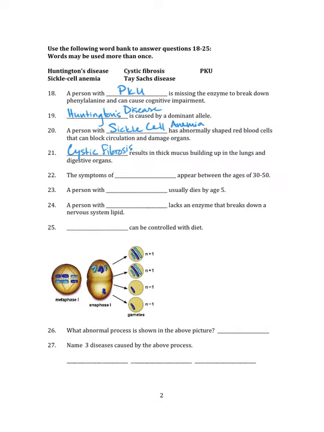Number 22 says the symptoms of Huntington's disease appear between the ages of 30 and 50. Number 23 says that a person with Tay-Sachs disease usually dies by about the age of 5. Number 24, a person with Tay-Sachs disease lacks the enzymes that break down a nervous system lipid, and so it causes nerve cell damage. Number 25 says that PKU or phenylketonuria can be controlled with diet.